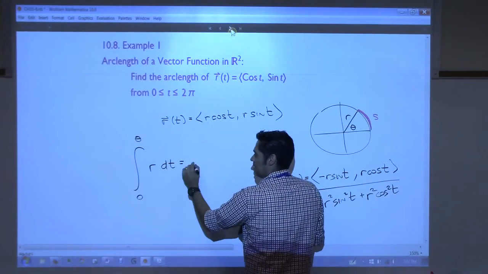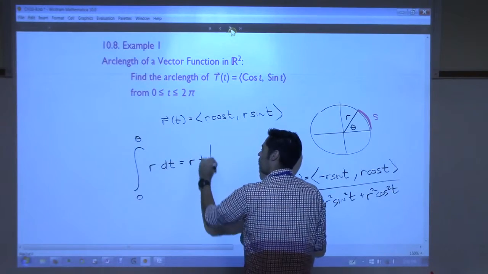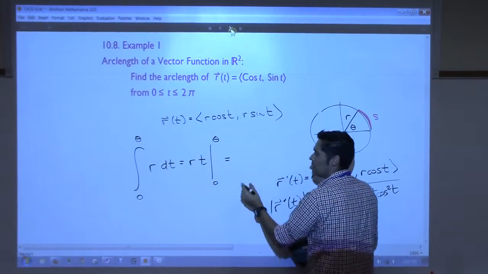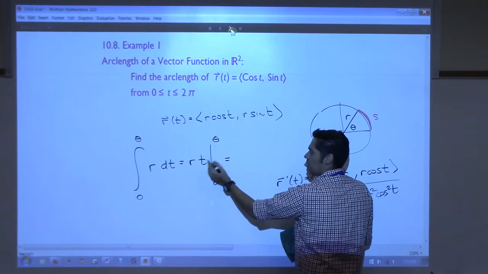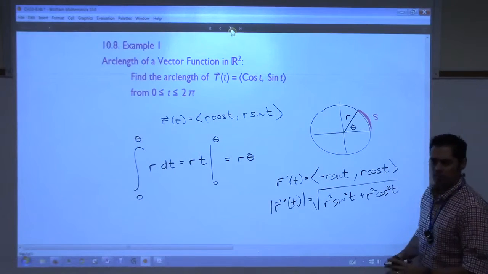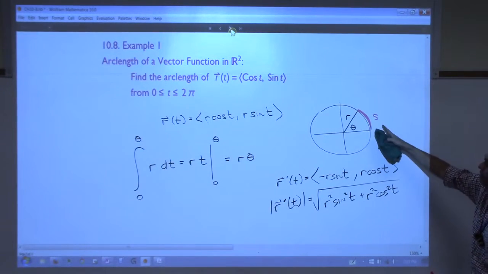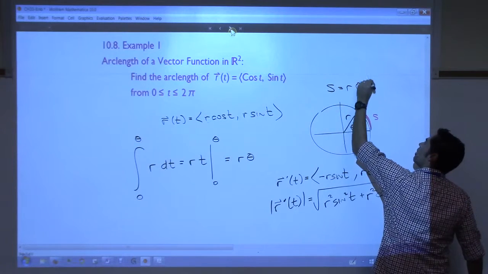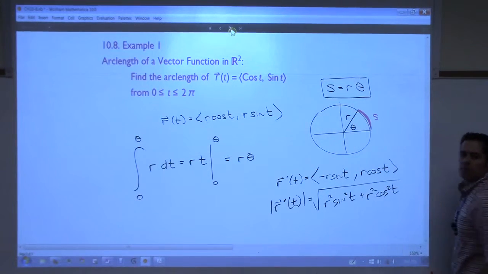With respect to t. Yeah, right. RT. Plugging in 0 and theta. I know I'm working through this fast. R goes in for t, r theta. And you plug in 0, you get nothing. So that would mean that S is what? R theta. Does anyone remember that formula from pre-cal?